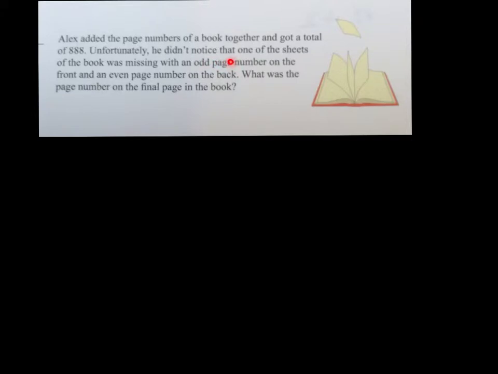Odd page number on the front and an even page number on the back. Okay, so, and then finally, what is the page number on the final page of the book?